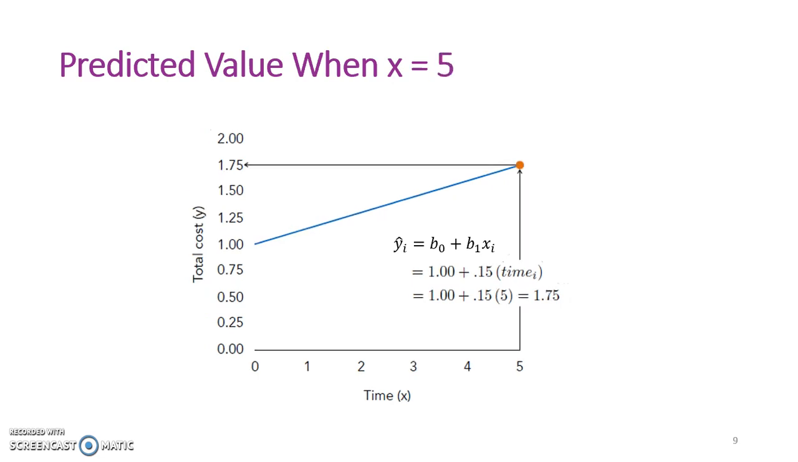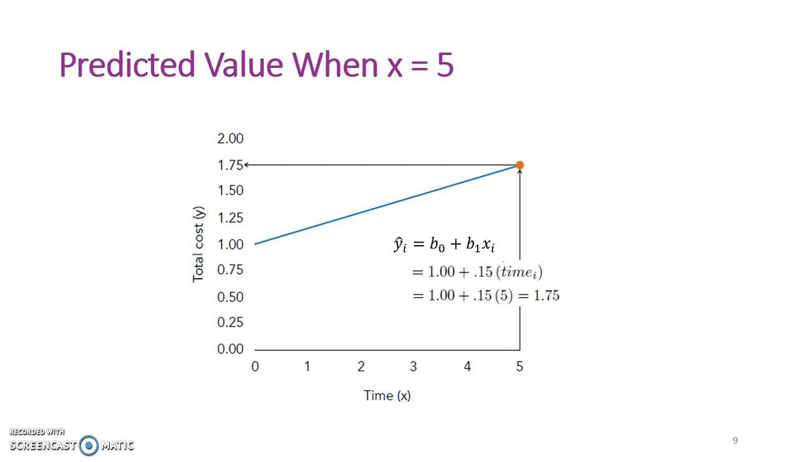But let's say that we have to rent the e-scooter for about 5 minutes to get from point A to point B on campus. Well, we can predict how much this is going to cost us as well. What we do is we plug in 5 now for x, or time, and we multiply the slope, which is 0.15, by 5. And then we add that value to the intercept, and that gives us the predicted value of cost. We see that this predicted value of cost is 1.75.